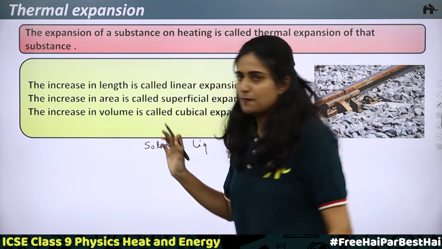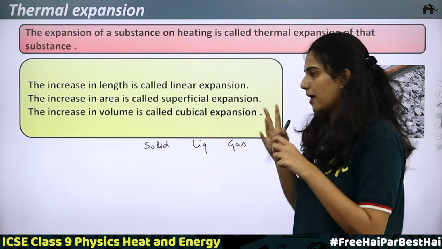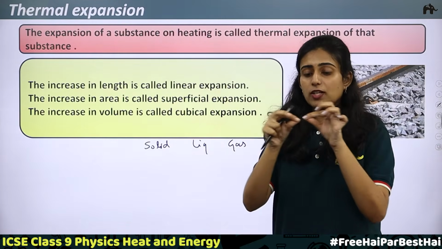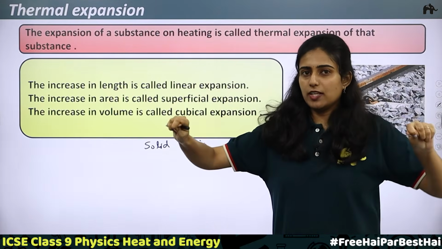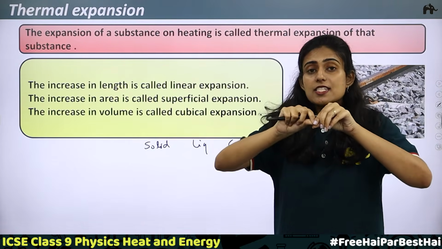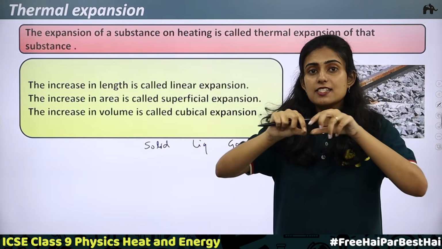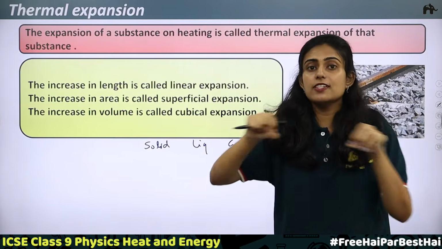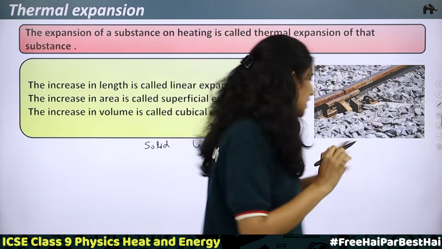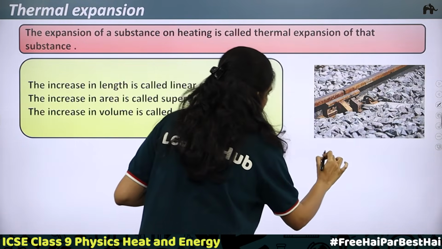Linear expansion means if you have a rubber band, you cut it at one end and you hold it as a straight line. When you pull it, what is happening? The straight line's size is increasing. The length of the straight line is increasing. So, initially, let's say the rubber band is in your hand.